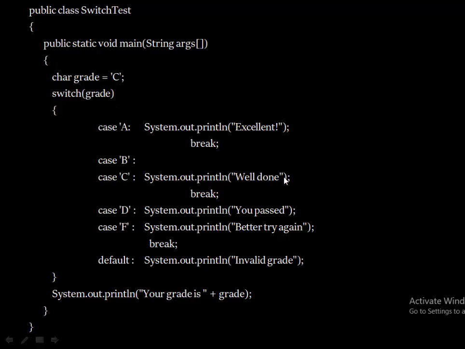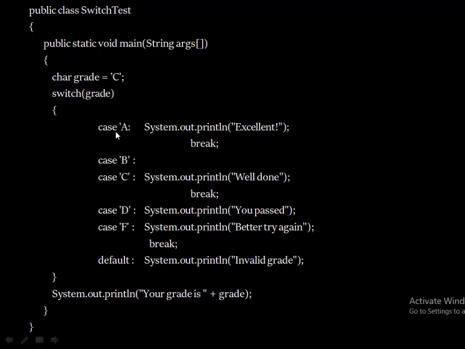So tell me what will be the output of this program. Which block or which case will be executed? The switch is entered, so the entered value of grade will be matched with the cases one by one. What is the value of grade here? It is C. Instead of entering the choice through the keyboard, here I am declaring its value. So now the grade value is C.